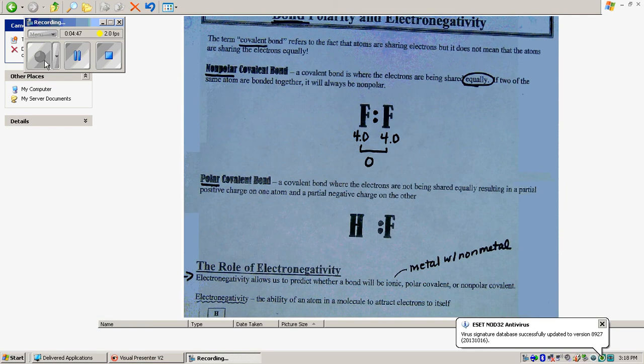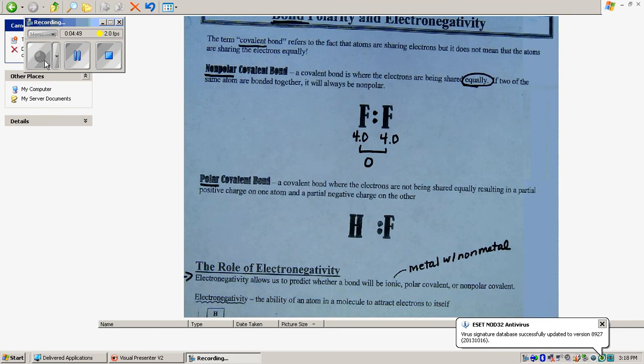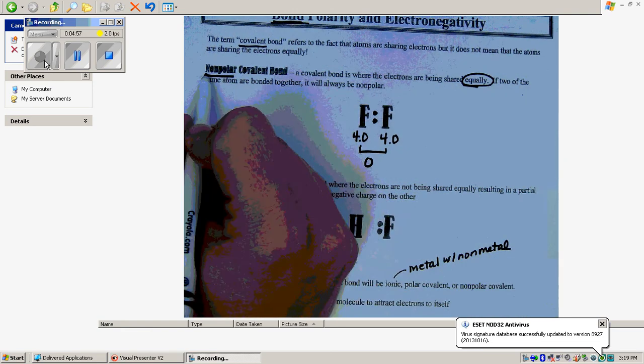So if Mr. Corman is pulling on our children and I'm pulling on our children and we're both pulling equally as hard, you're going to have the exact same force, hence canceling it out. And that's what makes it nonpolar. Okay?